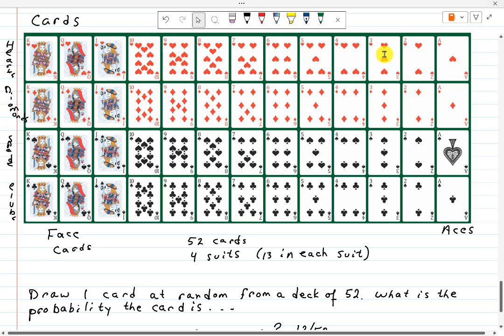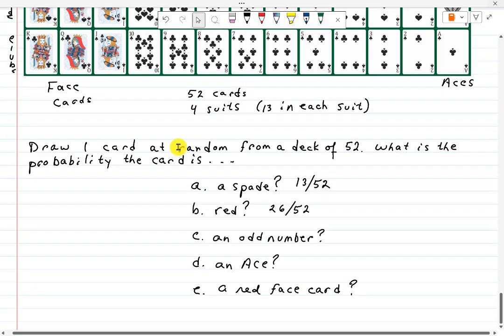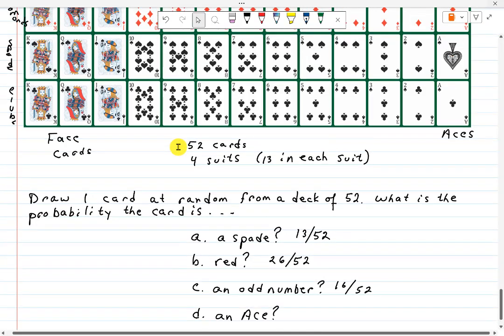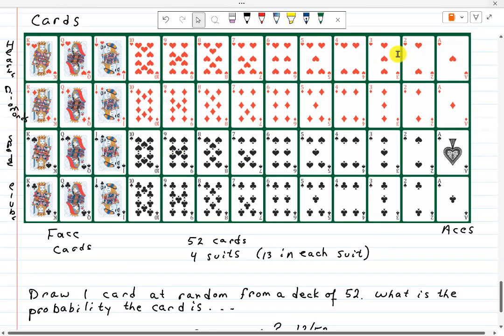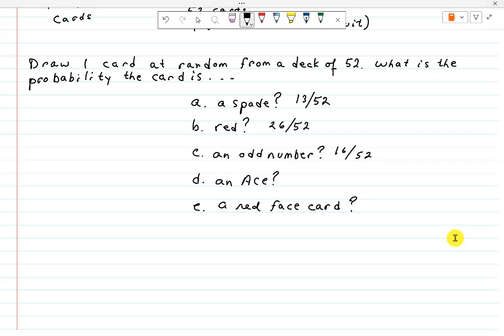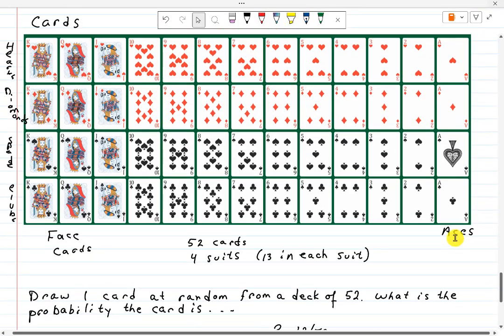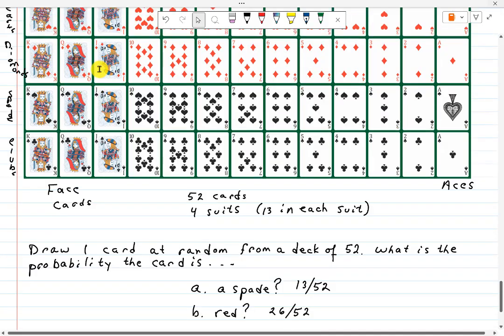I've got a 3 there, a 5, a 7, and a 9. So I had 3, 5, 7, 9. There's a total of 4 of them. And if I take 4 times 4, I have a total of 16. So I have 16 odd cards out of a total of 52. An ace, we have 1, 2, 3, 4 aces. And last but not least, a red face card. So if you take a look at here, here's the red face cards. There's a total of 6 of them out of 52.